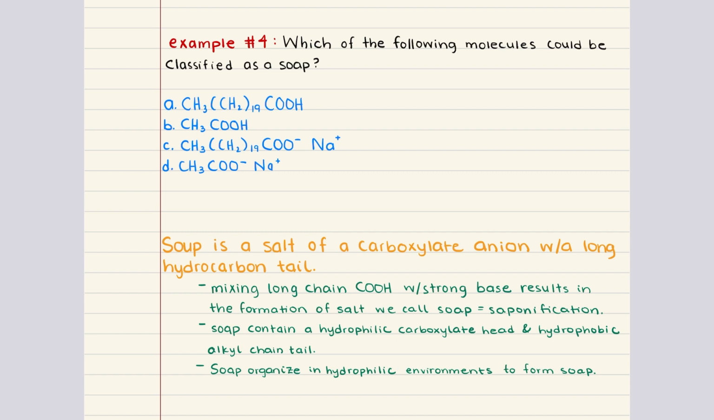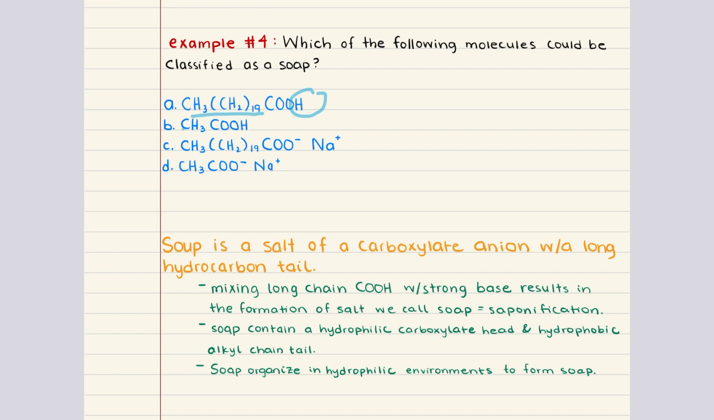Looking at the options, for choice A, this molecule is a long-chain carboxylic acid, but it's still in its acid form. So the COOH group is still protonated. It hasn't reacted with a base to form a carboxylate salt yet. So while this could be turned into a soap, by itself, it is not yet a soap.